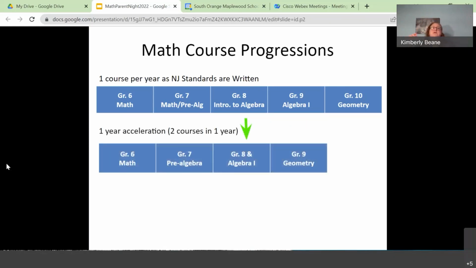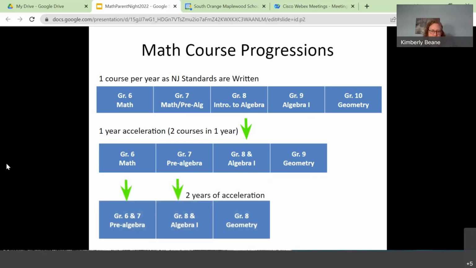Another is to accelerate 1 year. So you would start in grade 6 math and then go to grade 7 pre-algebra. Then in grade 8, you would combine the grade 8 intro to algebra and algebra 1, and then in grade 9 geometry. So you've accelerated 1 year, because for 1 year you learned two courses. Also very normal across the country, by the way. You'll hear of a lot of schools that offer algebra 1 in 8th grade.